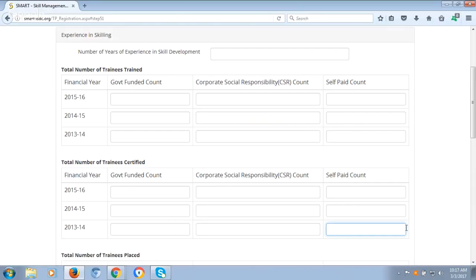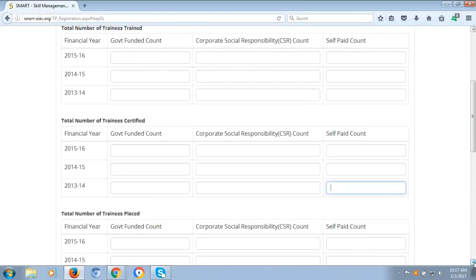How many trainings has the institute which wants to get itself accredited organized? Number of trainings in 13-14, 14-15, 15-16. Government funded, how many have you organized? Social responsibility, how many do you have? Self paid, you have. And in those trainings, what was the number of trainings? So they have to fill all those number of trainings year wise.